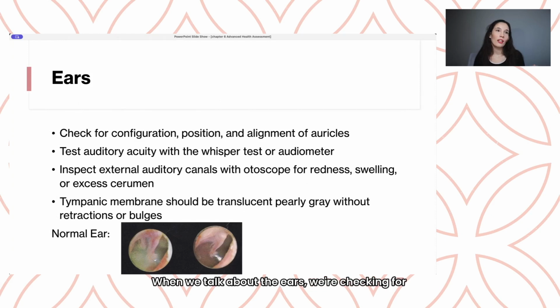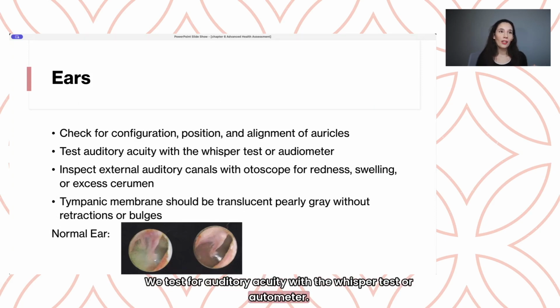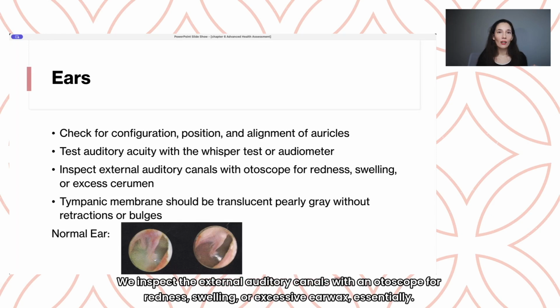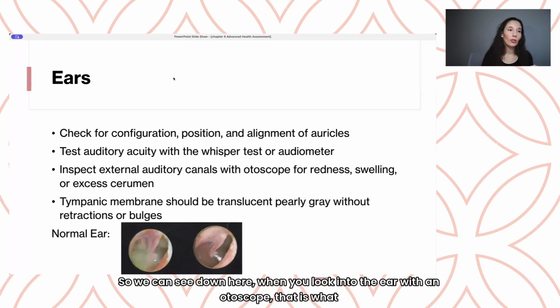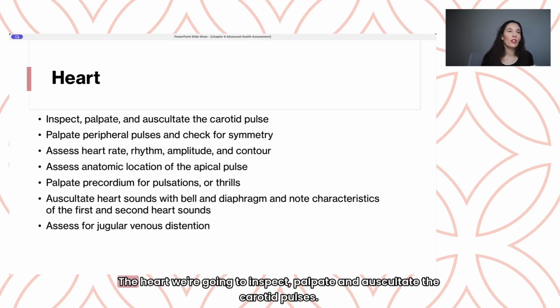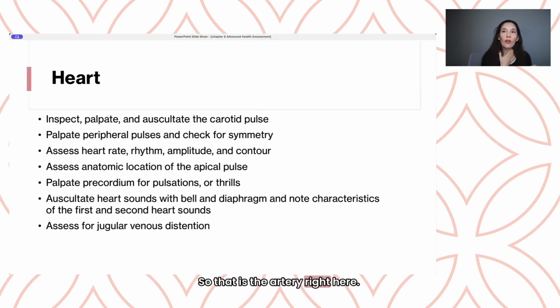When we talk about the ears, we're checking for configuration, position, and alignment of the ears. We test for auditory acuity with the whisper test or audiometer. We inspect the external auditory canals with an otoscope for redness, swelling, or excessive earwax, essentially. The tympanic membrane should be translucent, pearly, and gray without retractions or bulges. So we can see down here, when you look into the ear with an otoscope, that is what the eardrum should look like. The heart, we're going to inspect, palpate, and auscultate the carotid pulses. So that is the artery right here.